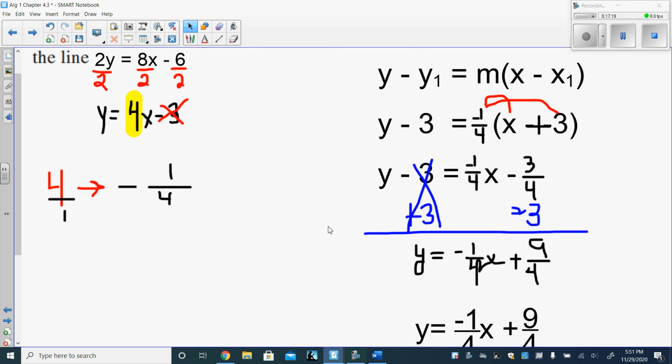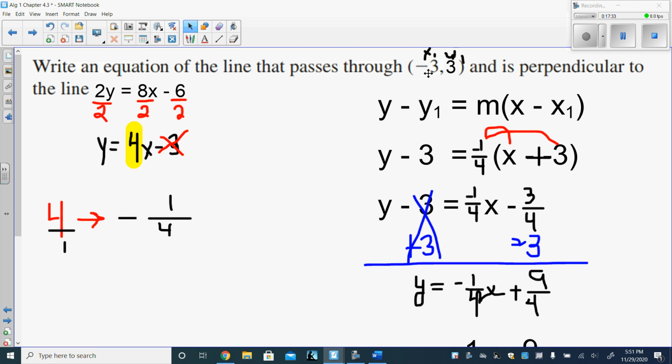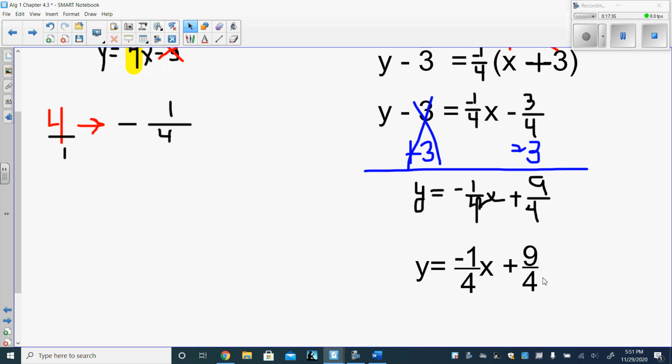We found what the slope of the original line was. Then found its perpendicular slope, the opposite reciprocal. We changed the sign and flipped it and used that in our point slope form with the point. Got y by itself and found our equation. And that's all we need to do for this here.